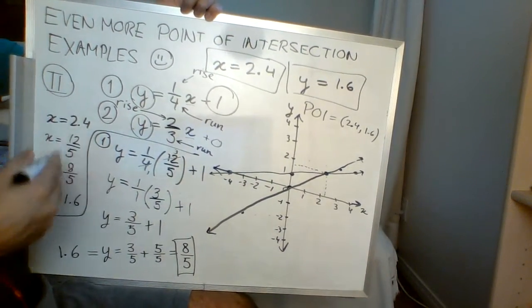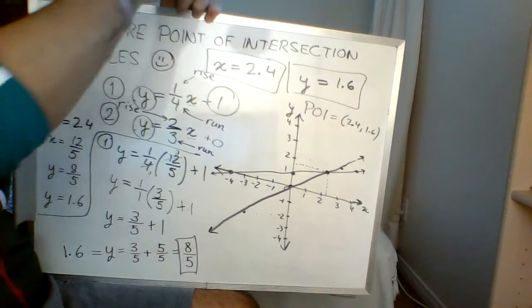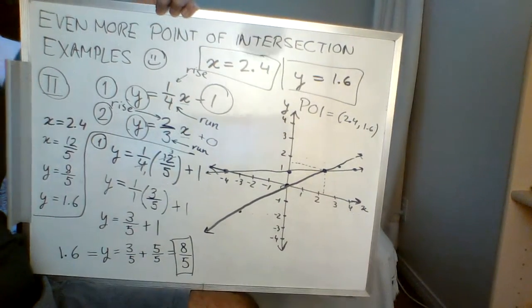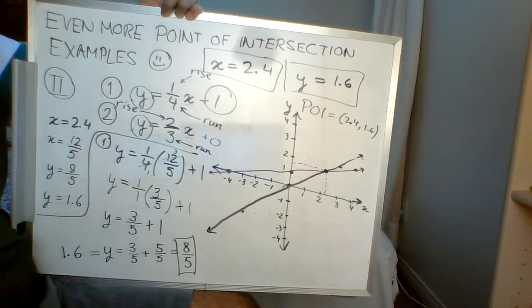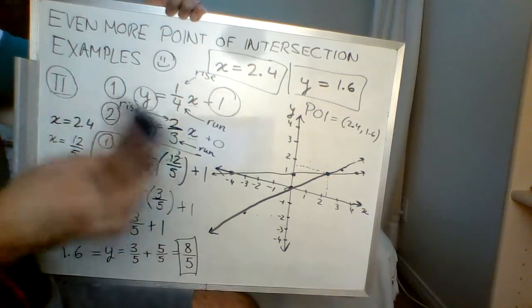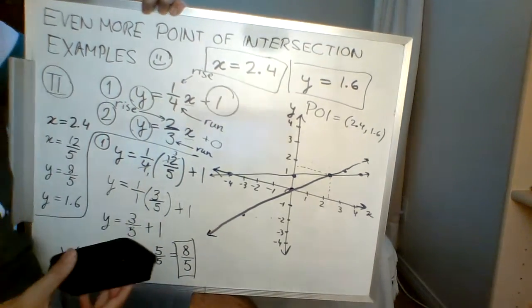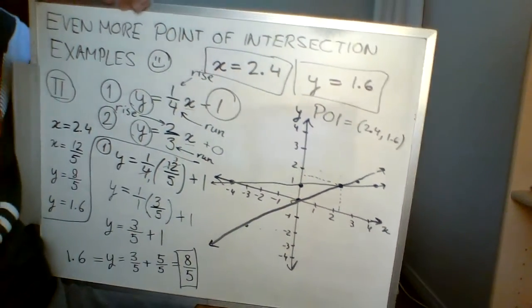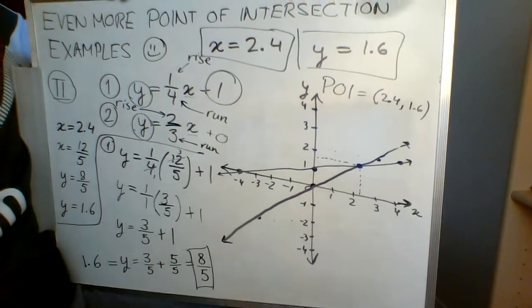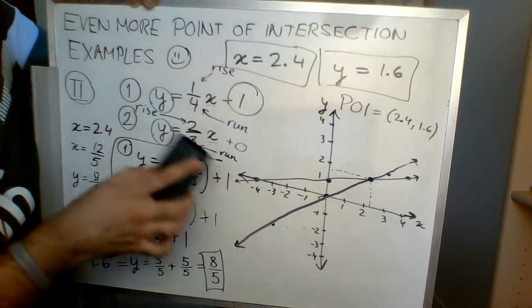You could say 12 over 5 and 8 over 5, or you could make them mixed numbers if you wanted to, and say it as 2 and 2/5 and 1 and 3/5. So you have some options for how you would want to express your final answer, but that's the process. The process is what we're focusing on here.